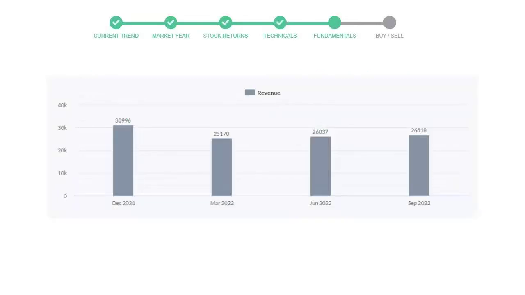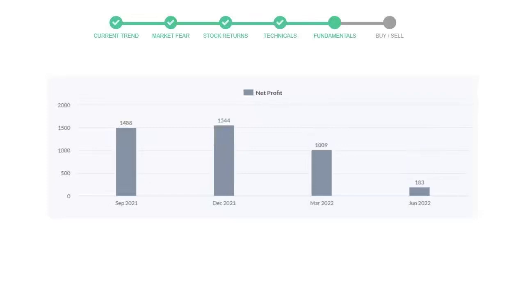We will mainly see the last 2 quarters of the company. In June 22, the revenue was $26,037 million. In the recent quarter, September 22, it increased to $26,518 million. Now let's see the profitability of Target. In the quarter June 22, the profits were $1,009 million. And in the recent quarter, September 22, the profits declined to $183 million.